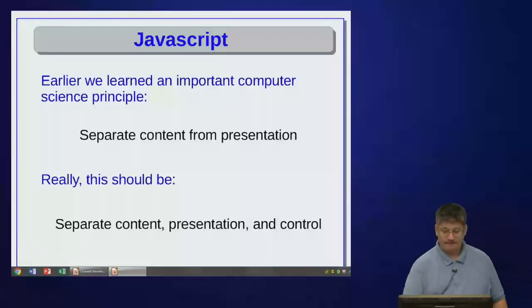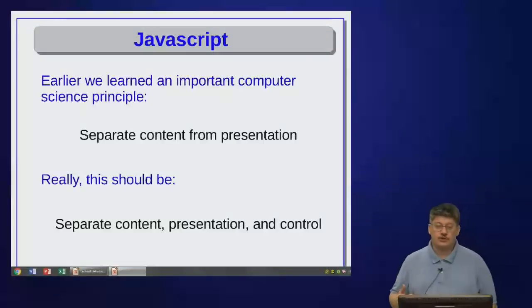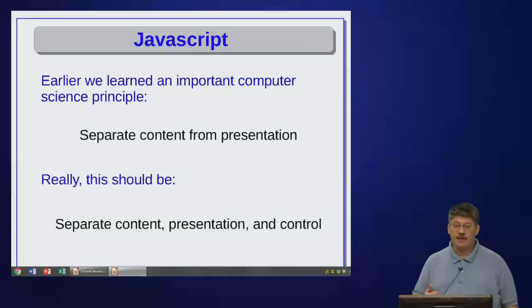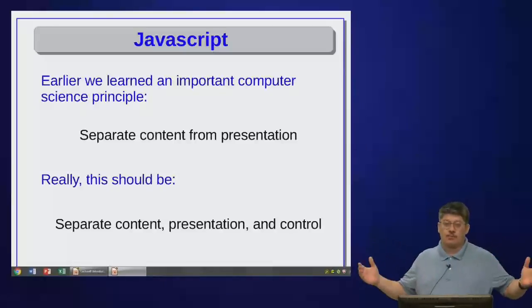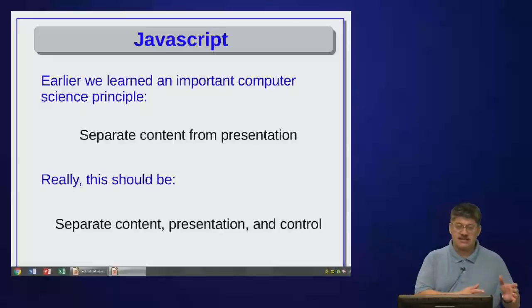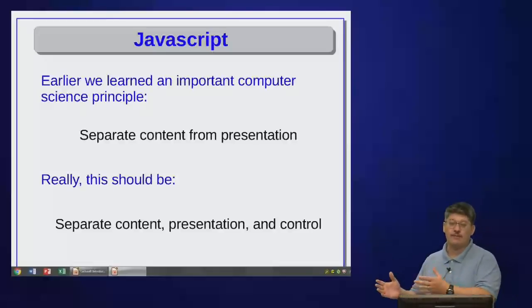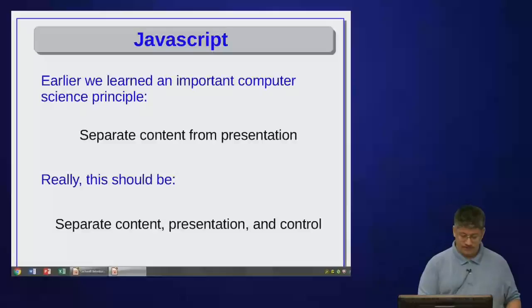Let's switch quickly to two-box mode. There we are. So earlier in the course, we learned an important computer science principle. And that principle was that we should separate content from presentation. And really, this is part of a much broader principle that says we should separate content and presentation and control from each other. What is control?